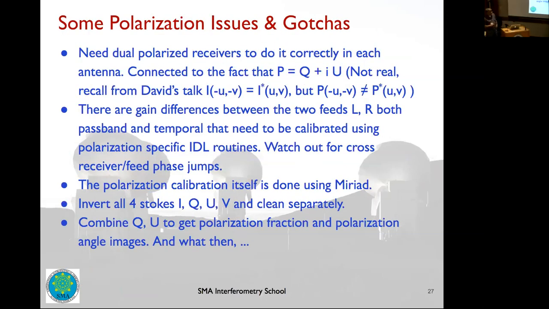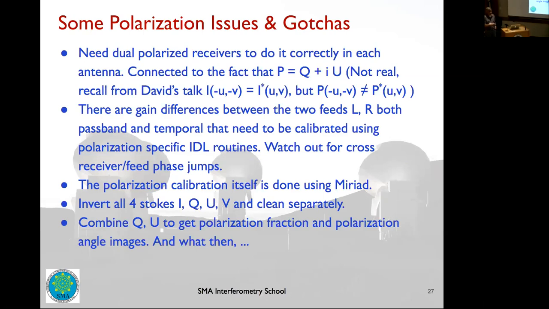So remember that P equals Q plus iU. Since Stokes I is real, to get the conjugate point at minus U, minus V, all you have to do is take the conjugate of the Stokes I. But the polarization is defined as Q plus iU, so to get P of minus U, minus V, you can't just take the conjugate of that. You actually need to make a separate measurement at this point.